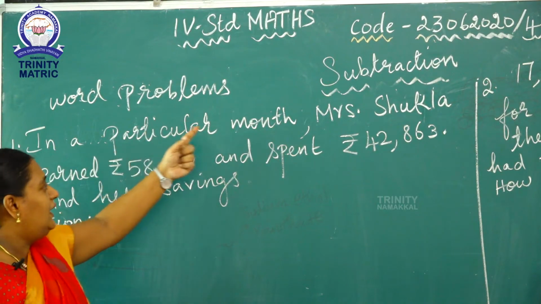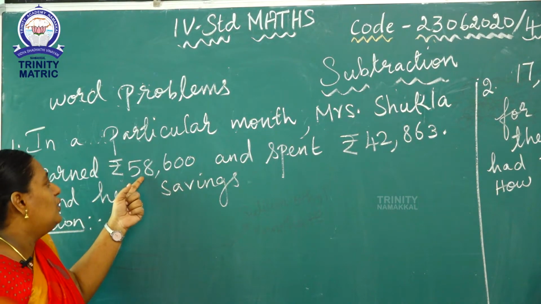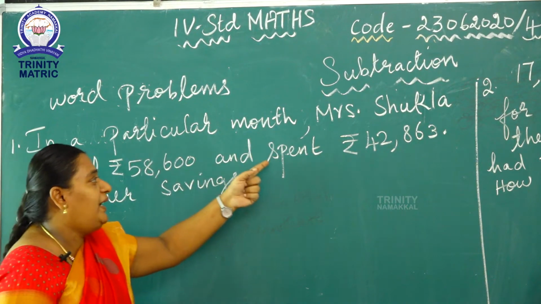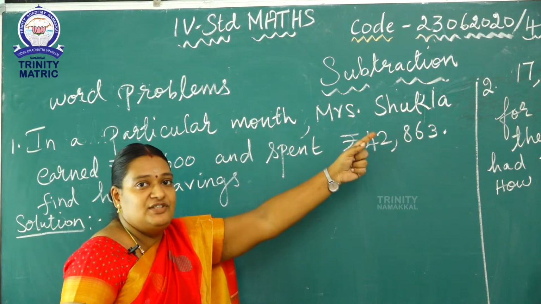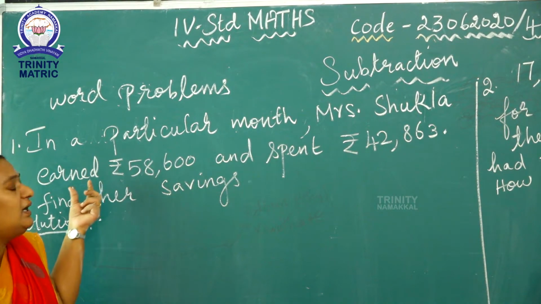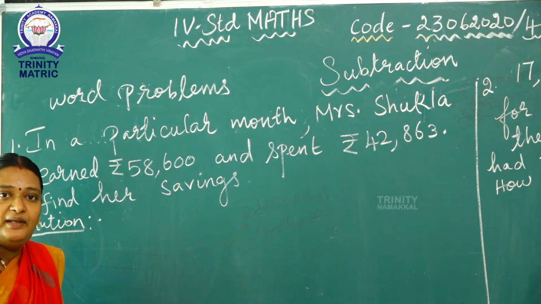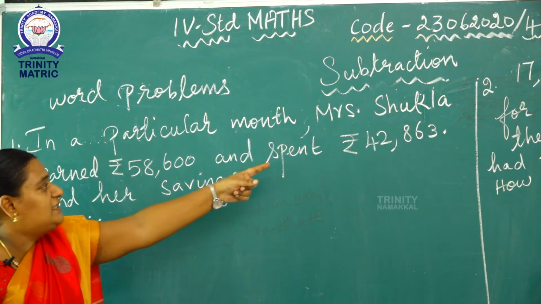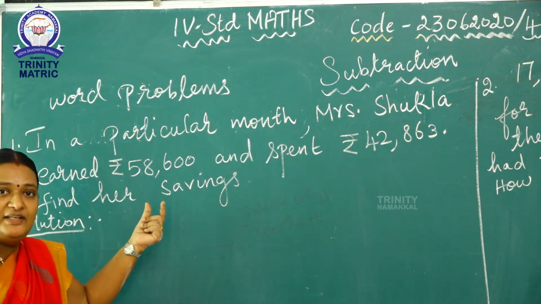Once again, listen. In a particular month, Mrs. Shukla earned rupees 58,600 and spent rupees 42,863. Find her savings. So Mrs. Shukla earned 58,600 and she spent rupees 42,863. Find her savings, okay?